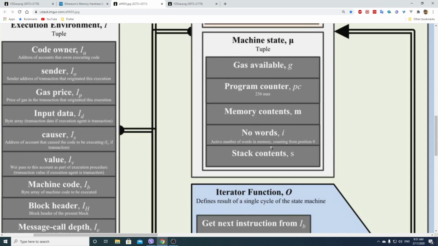Active number of words in memory. So this is just the size of this entry, right? Because memory is supposedly infinite, right? And you can allocate, but then you keep track of how long this array is, and then you have the stack.